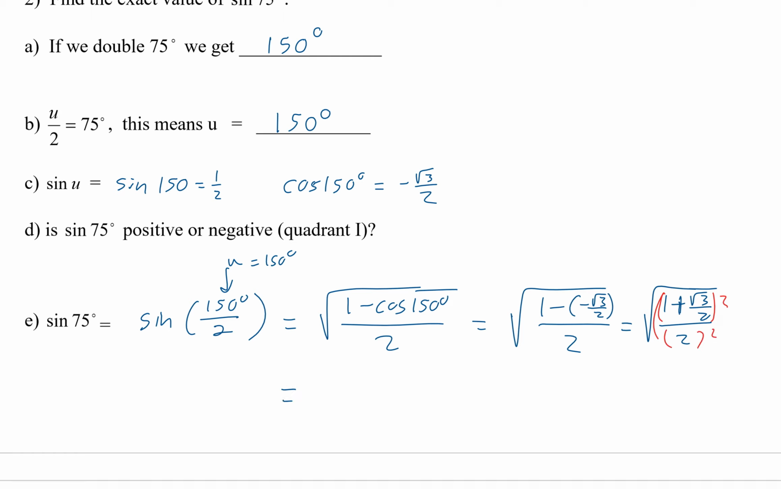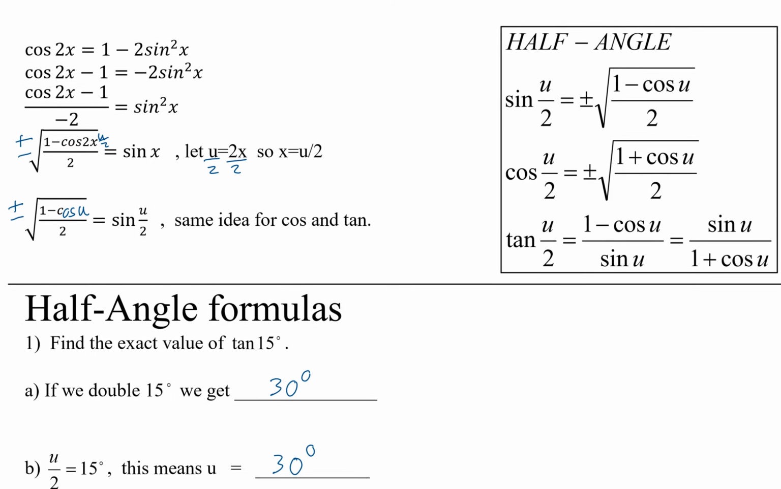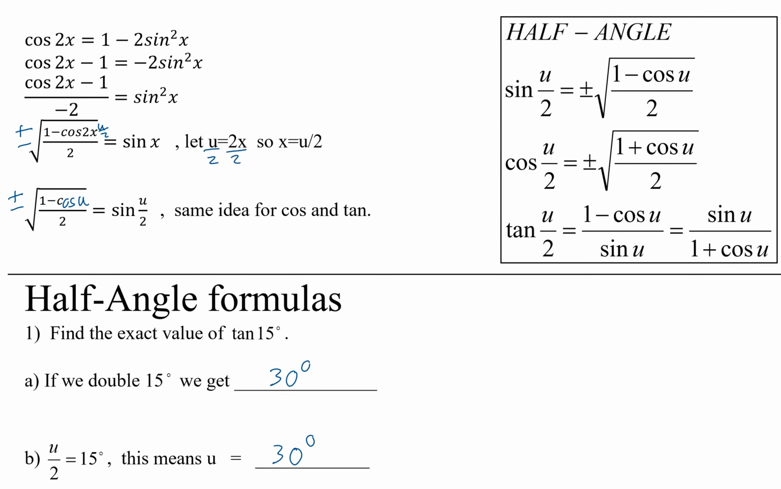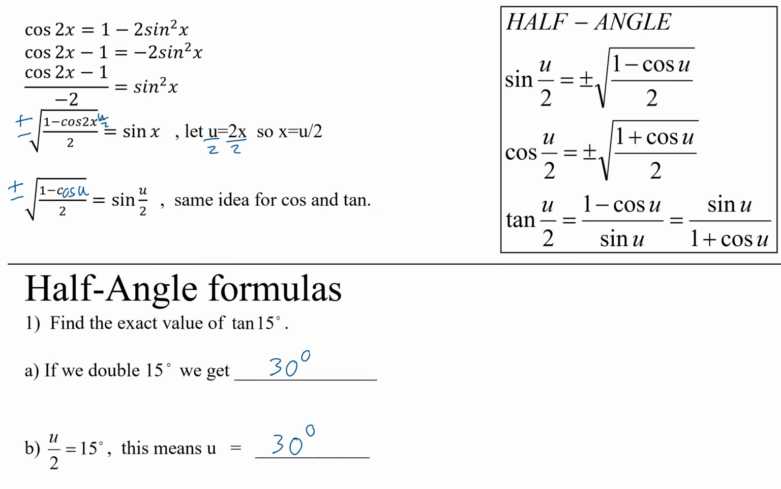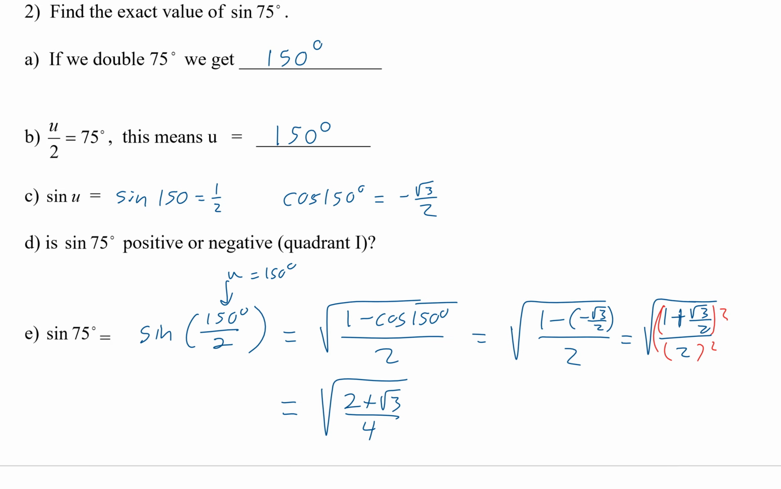So this equals square root of 2 plus radical 3 all over 4. Now we go back, and if you notice it had plus or minus because we're talking about a quadrant, right? 150 is in one quadrant, but what we're doing is half that angle. So when we plug this in, we're plugging in 150. That's a different quadrant than we're dealing with.